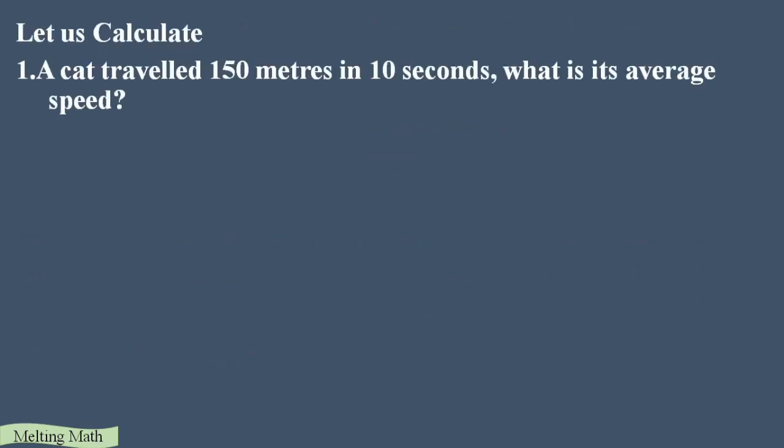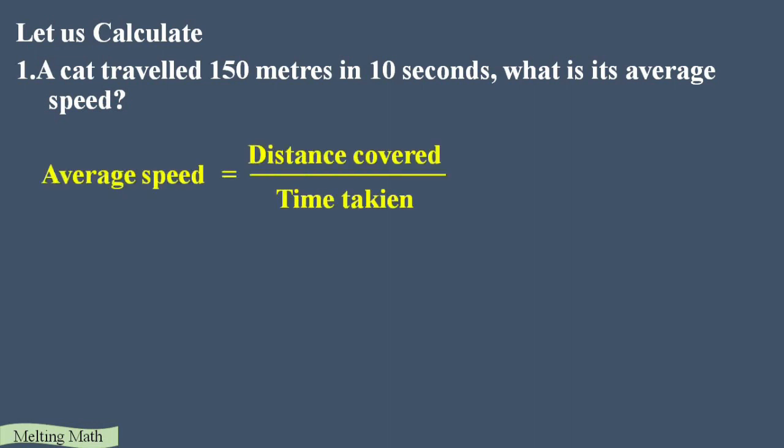Next, they gave some questions for us to calculate. So let's find the answers. First one: a cat traveled 150 meters in 10 seconds. What is its average speed? If they are asking the average speed, first recall the formula: average speed is equal to distance covered divided by time taken. Here the distance covered is 150 meters, divided by the time taken, 10 seconds. By dividing, we get 15 meter per second.